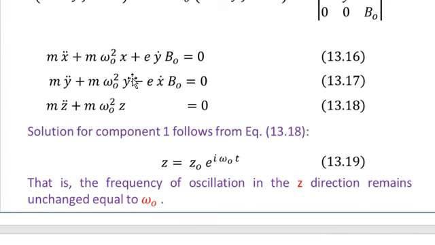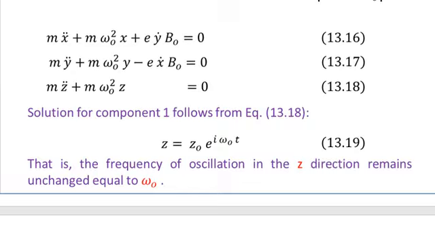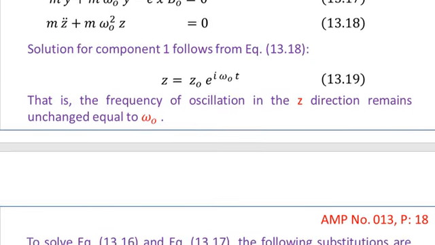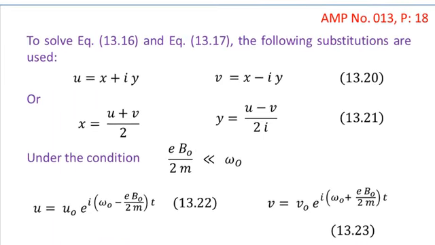Now we can solve the differential equations in equation numbers 16 and 17, in which the magnetic field B naught is present. To solve equations 16 and 17, the following substitutions are used: u is equal to x plus iota y, and v is equal to x minus iota y. Or you can say that x is equal to u plus v over 2, and y is equal to u minus v over 2 iota.